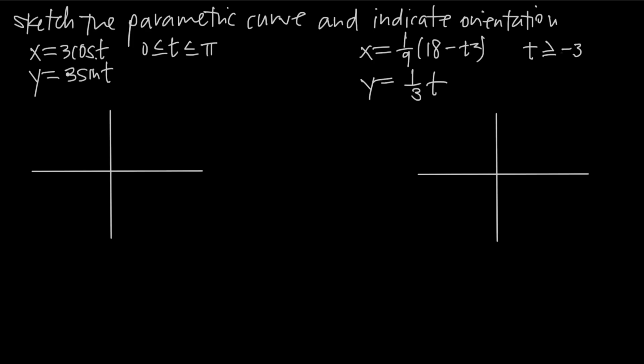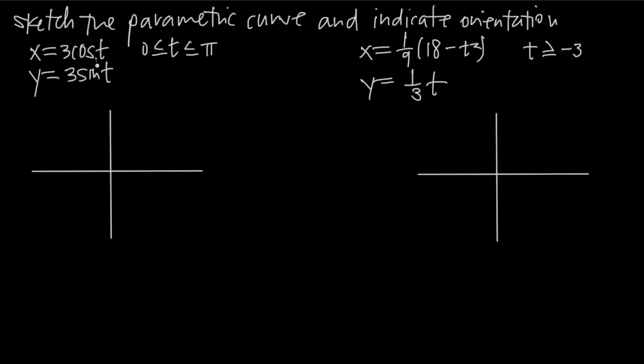Well, the first thing we want to do is what's called eliminating the parameter. In other words, we want to get rid of this value t, and instead of having two equations that define the curve in terms of t, we want to have one equation for y that defines the curve in terms of x. So here's how we can easily do that.